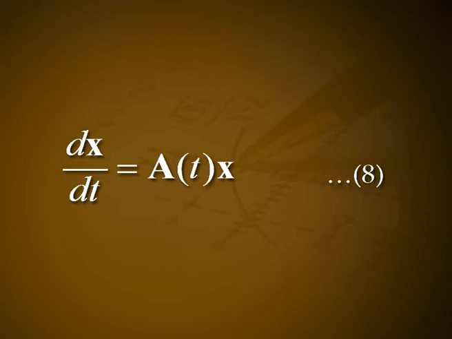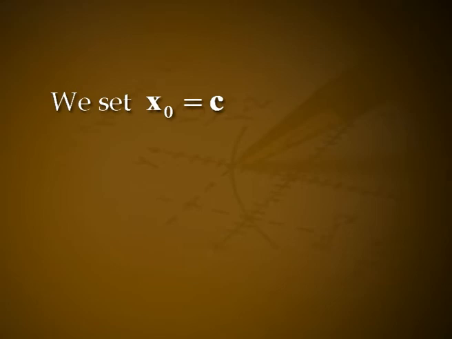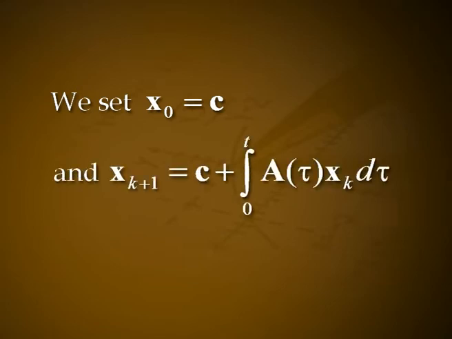The system given by the matrix equation dx/dt = A(t)x, let it be number 8, with the initial condition x(0) = c, where c is a constant vector, and we assume that A(t) is continuous for 0 ≤ t ≤ T, has a unique solution in the interval 0 ≤ t ≤ T. Proof. We set x0 = c and x_{k+1} = c + integral from 0 to t of A(τ) x_k dτ, k = 0, 1, 2, etc.